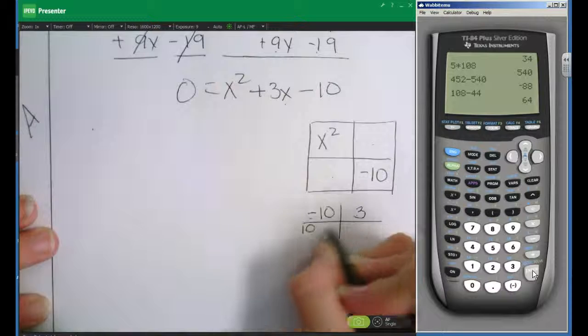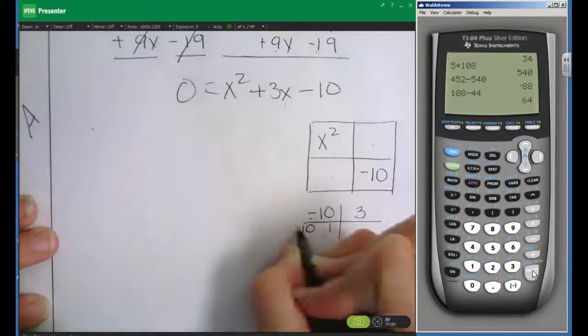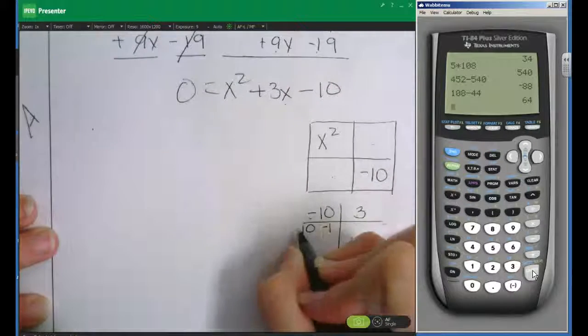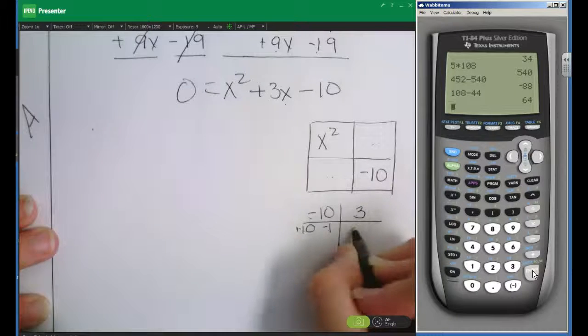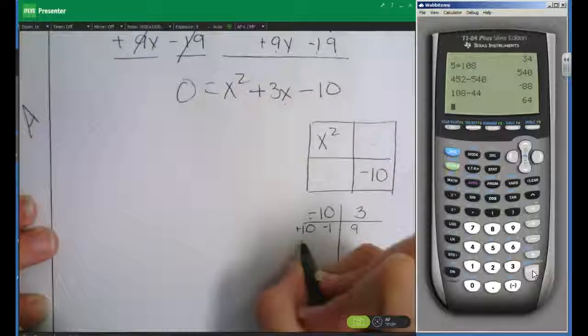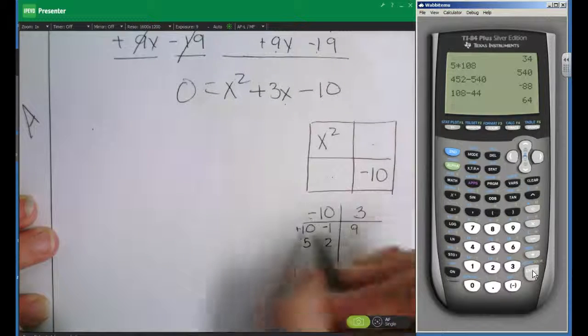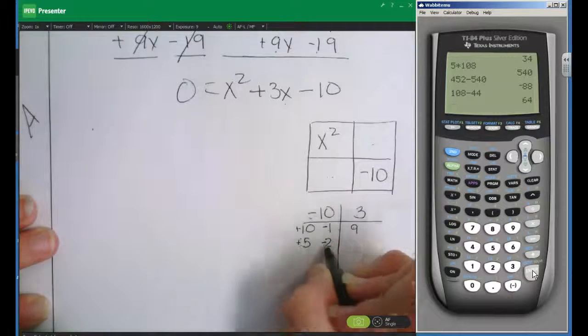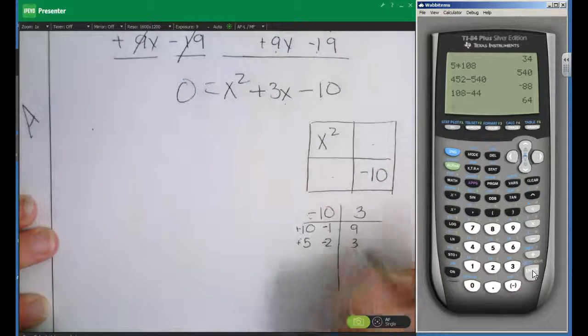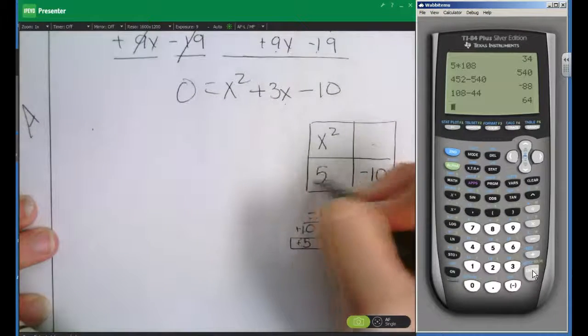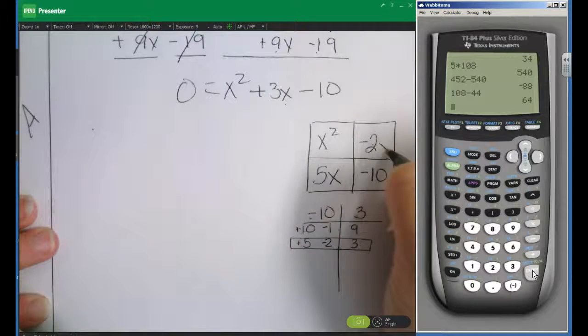So if we had 10 and 1, we know that the bigger one has to be positive. Well, when we add this up, we get 9, so that's not it. So let's do 10 divided by 2, so 5 times 2. The bigger one has to be positive. 5 and 2 is going to be 3x. That's the one we need right there. So we know one of them is going to be 5x. The other one's going to be negative 2x.